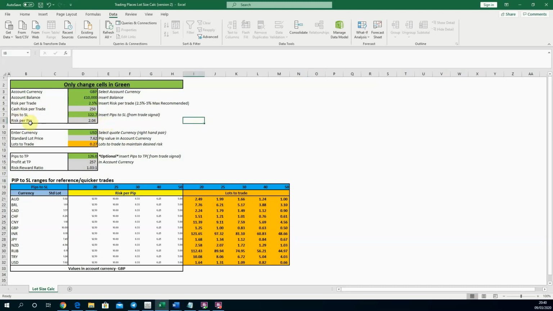Now before we move any further, what we need to do is make sure the standard lot price is correct. So we'd click data, refresh all, and we can see down here it's running in the background and now it's refreshed. So the correct price is completely up to date.